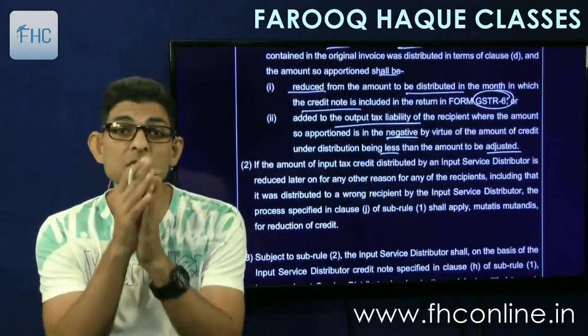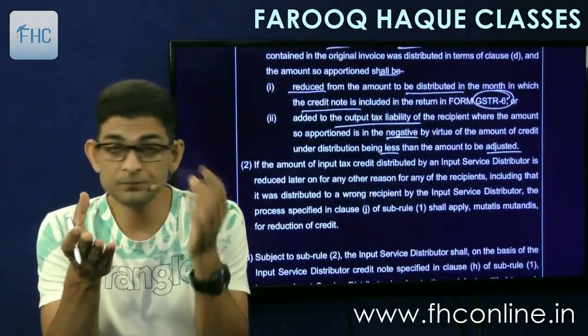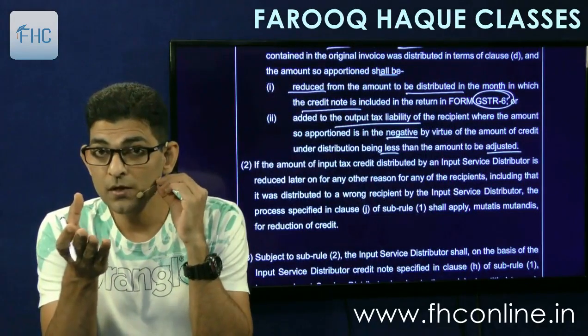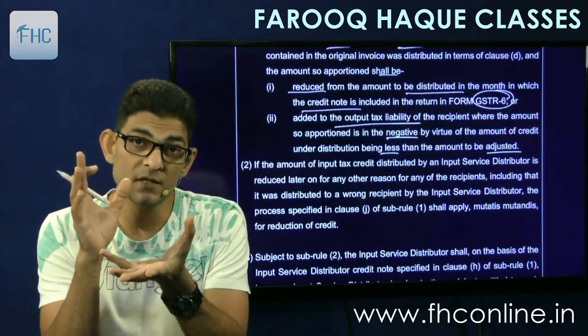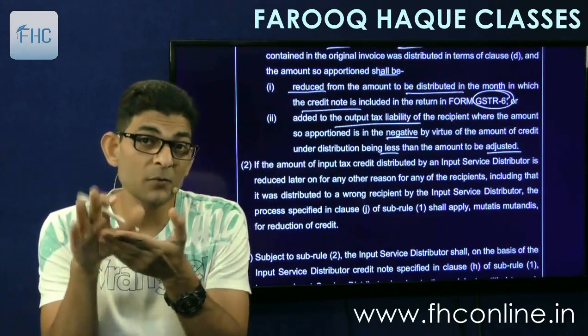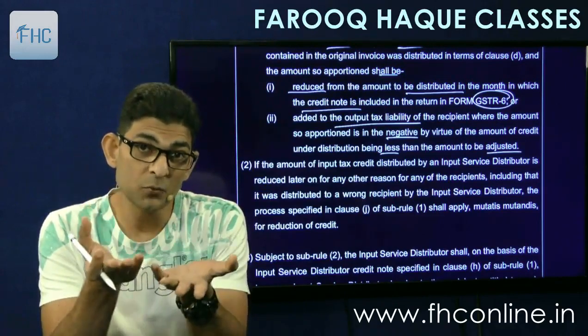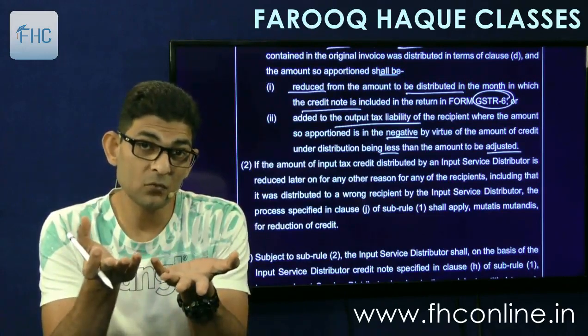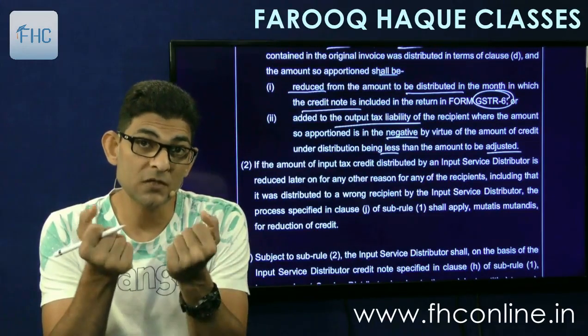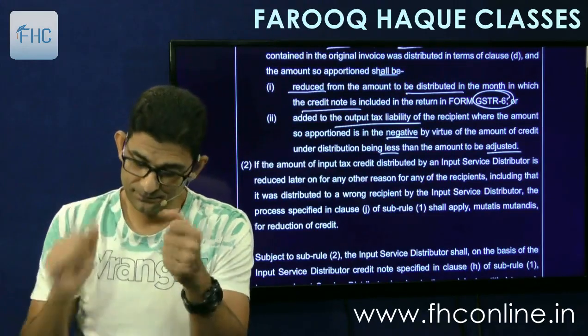So either they will reduce it for the units who get the credit note. If they have balance in their electronic credit ledger, they will adjust it there. If there is no balance, then they will have to add it to output tax liability. Means they will have to debit it to the electronic cash ledger in that case.